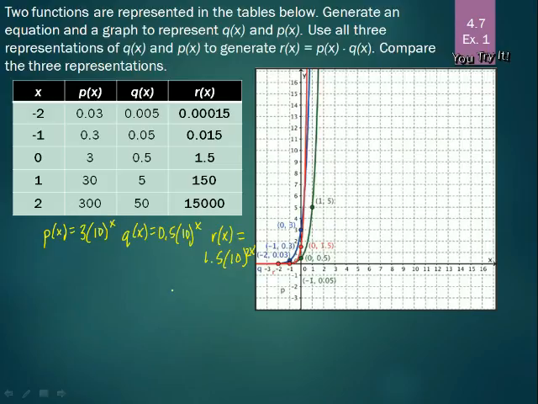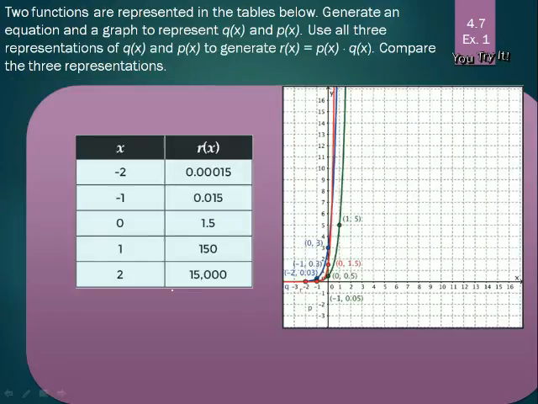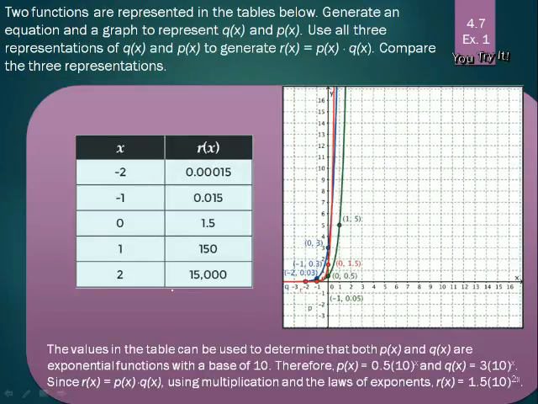So let's summarize our answers. Our answers are the graph, the table, and then the values in the table can be used to determine that both p of x and q of x are exponential functions with a base of 10. Therefore, p of x equals 1/2 times 10 to the x, and q of x equals 3 times 10 to the x. Since r of x equals p of x times q of x, using multiplication and laws of exponents, r of x equals 1/2 times 10 to the 2x.